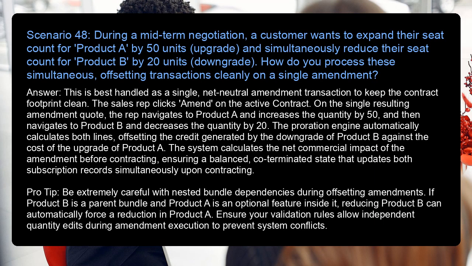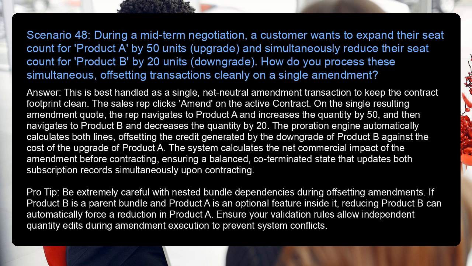Scenario 48. During a midterm negotiation, a customer wants to expand their seat count for product A by 50 units (upgrade) and simultaneously reduce their seat count for product B by 20 units (downgrade). How do you process these simultaneous, offsetting transactions cleanly on a single amendment? Answer: this is best handled as a single, net-neutral amendment transaction to keep the contract footprint clean. The sales rep clicks amend on the active contract. On the single resulting amendment quote, the rep navigates to product A and increases the quantity by 50, and then navigates to product B and decreases the quantity by 20.